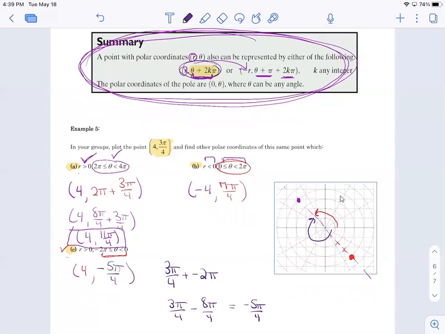To relate it, let's just relate B to that. So what you would do is you take your original angle, you add pi to it, and that's right, that's what it says. So then my pi, I need a common denominator. And what do you know? I get 7 pi over 4. So use whichever method works best for you.